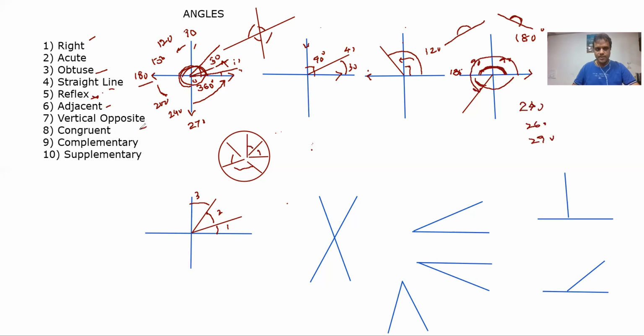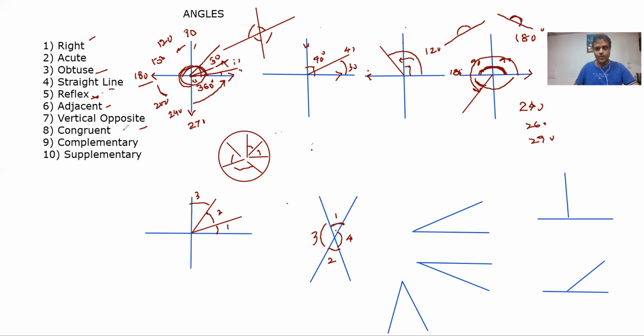Coming to the vertically opposite angles. Any two straight lines that cross each other form angles which are vertically opposite. This angle and this angle are vertically opposite. And by the way, they are also equal. For example, angle 1 and angle 2 are equal angles. Similarly, this angle 3 and this angle 4 are also equal and vertically opposite.